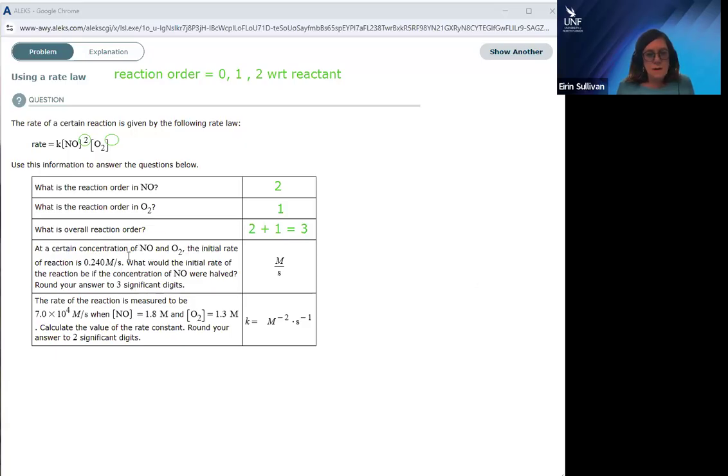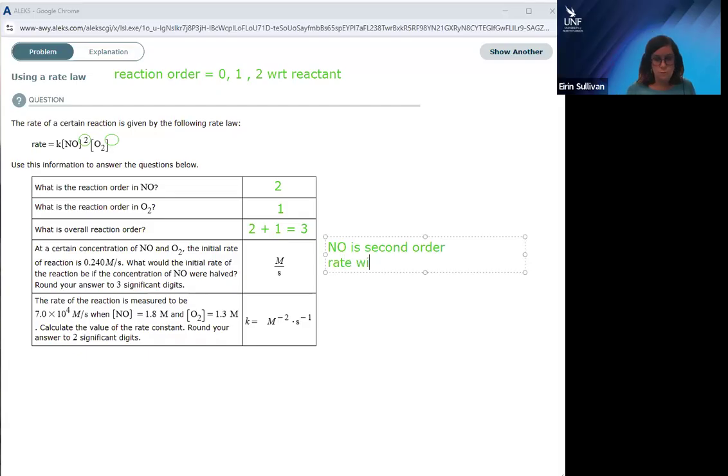Okay, so we've been given some facts at a certain concentration of nitrogen monoxide and oxygen. The initial rate is 0.240 molarity per second. And then we are asked if the initial rate of reaction would change if the concentration of nitrogen monoxide were halved. So we have to look at the type of relationship between the concentration of nitrogen monoxide and the rate. And we can see for nitrogen monoxide, it is second order. So NO is second order, which means that whatever happens to the concentration of nitrogen monoxide, that rate is going to change by that factor squared.